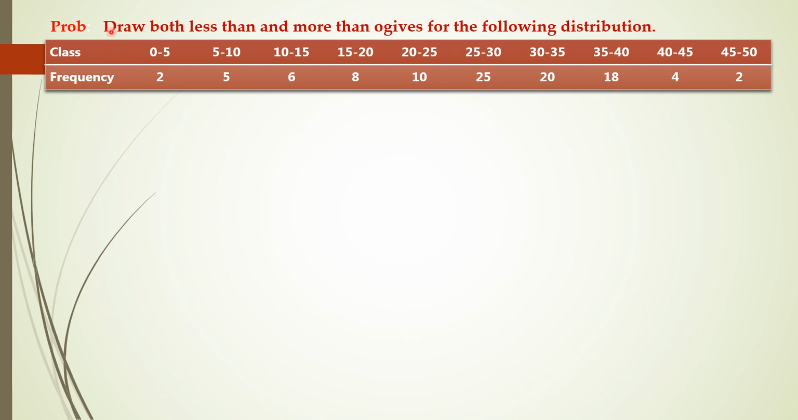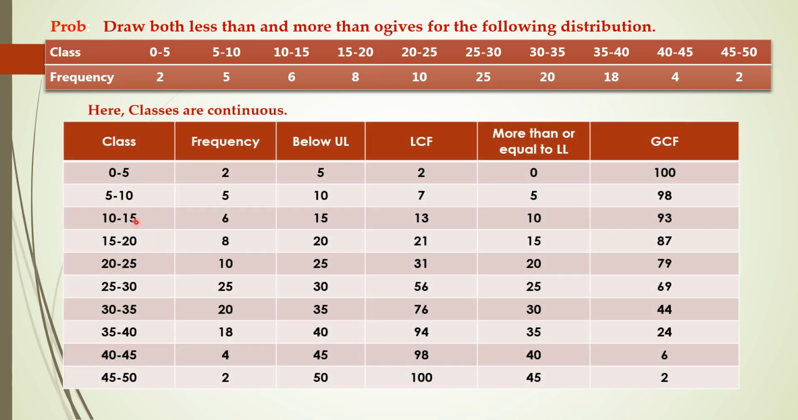Let's do one more problem. Draw both less than and more than ogives for the following distribution. That means we have to prepare both less than and more than cumulative frequency distributions. Clearly, the class intervals are continuous here, so I can prepare the cumulative frequency distributions. This is the cumulative frequency distribution table of both less than type and more than type. I am preparing them in one table.